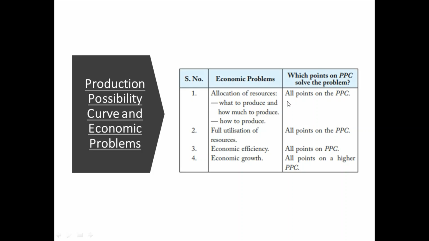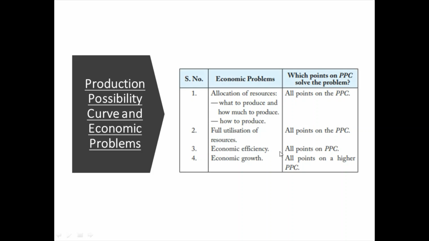A point on the production possibility curve tells us there is full employment of resources, so it tells us how much we can produce. It also tells us the amount of technology that is available, so it helps us in determining how to produce the goods. Now every point on the production possibility curve tells us that there is full utilization of resources, as we discussed in the slide wherein we discussed the definition of the production possibility curve.